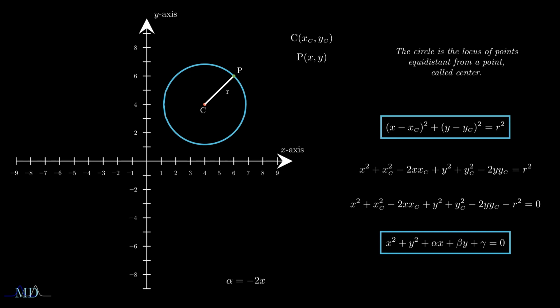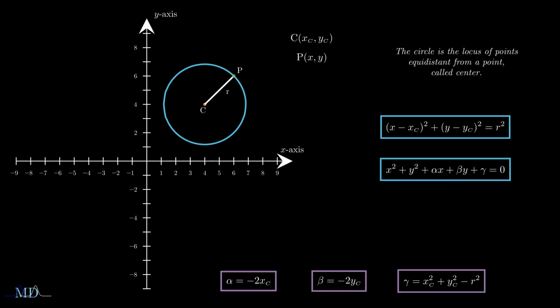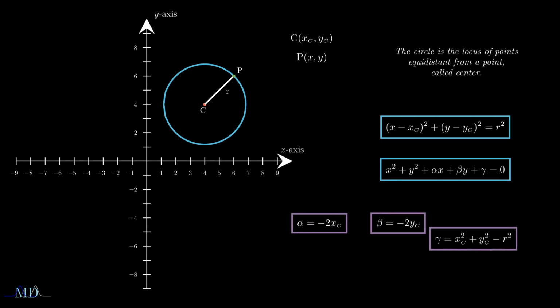We can see how much the parameters are worth. With alpha equals minus 2 times xc, beta equals minus 2 times yc, and gamma equals xc squared plus yc squared minus r squared. So if we have the coordinates of the center and the value of radius, we can write the first equation. That is the canonical equation of a circle. Then calculating the coefficients alpha, beta and gamma, we can write the second equation. That is named general equation of a circle.